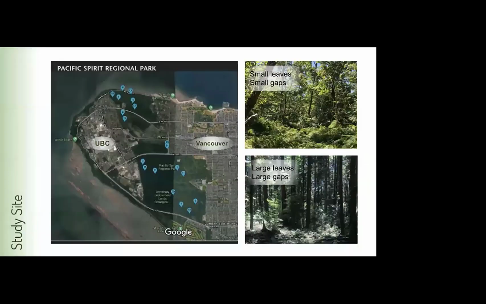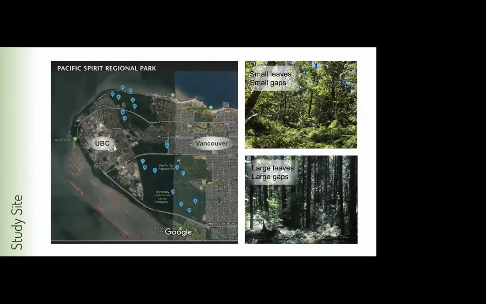So on to how we went about collecting this data. We did fieldwork in the summer of 2020 in Pacific Spirit Regional Park, which is a 763-hectare park located between UBC Vancouver campus and the other residential areas of the city.